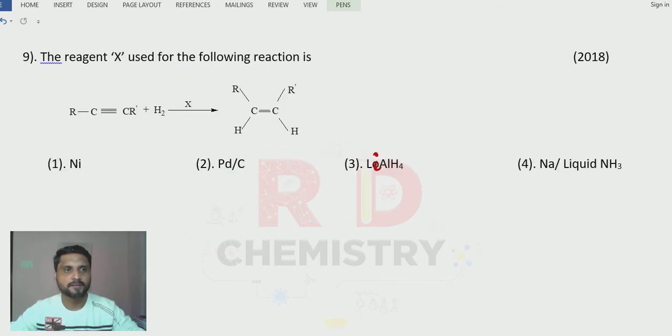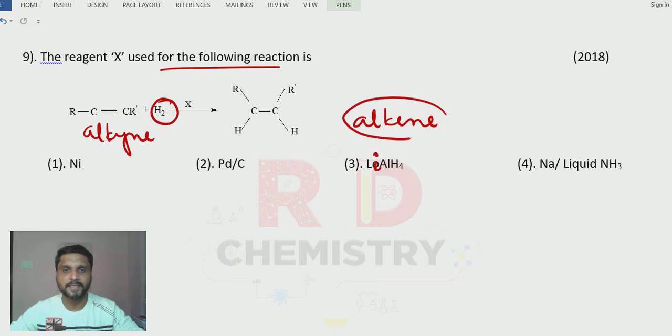Question number 9. The reagent used in the following reaction is. Now this is an alkyne to begin with. Alkyne is hydrogenated to give alkene. The reaction stops at the alkene, but we are not going to get just any alkene. Moreover, in this alkene the similar groups are on the same side. We are going to get cis alkene.